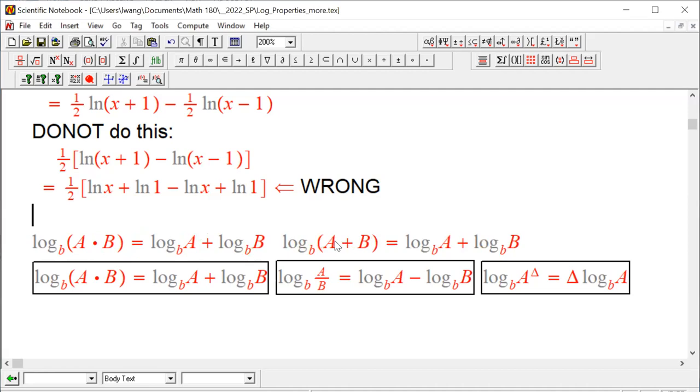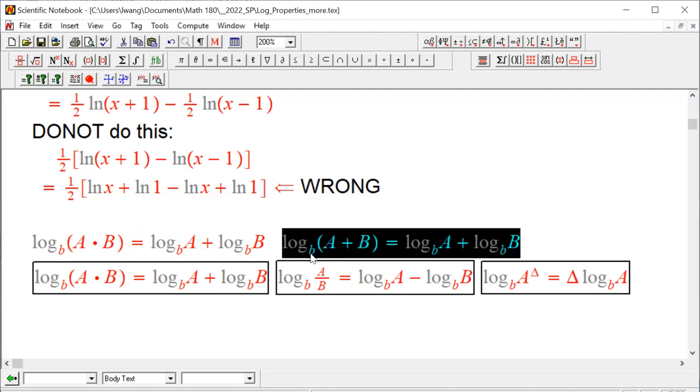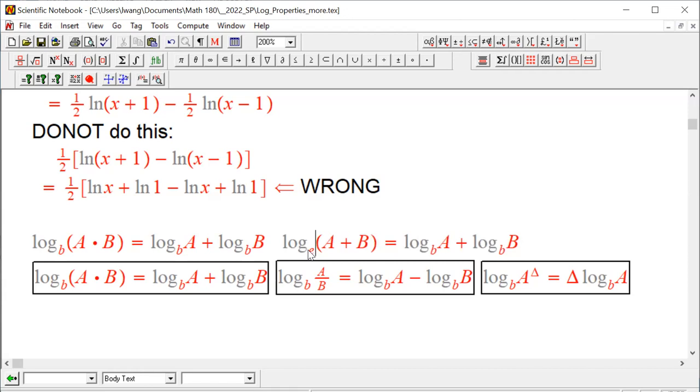This mistake comes in different versions. One version would be when the base is e. So this becomes ln, and this becomes ln. So one version of this mistake is that when you have ln(A plus B), you write it down as ln A plus ln B. This is terribly wrong. So please watch out for this step, from here to there, that's the mistake.